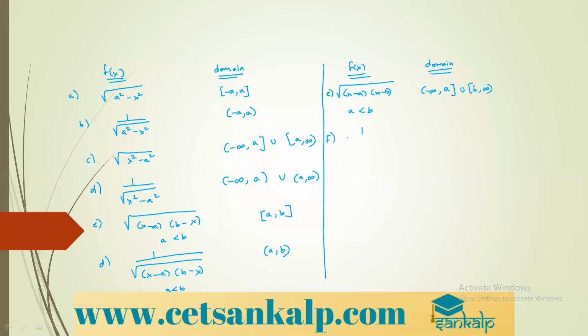But if the function is 1 by square root of (x minus a)(x minus b), where a is less than b, the domain will be between minus infinity and a, union between b and infinity. It is the difference of only closed brackets and open brackets. That is only the matter.